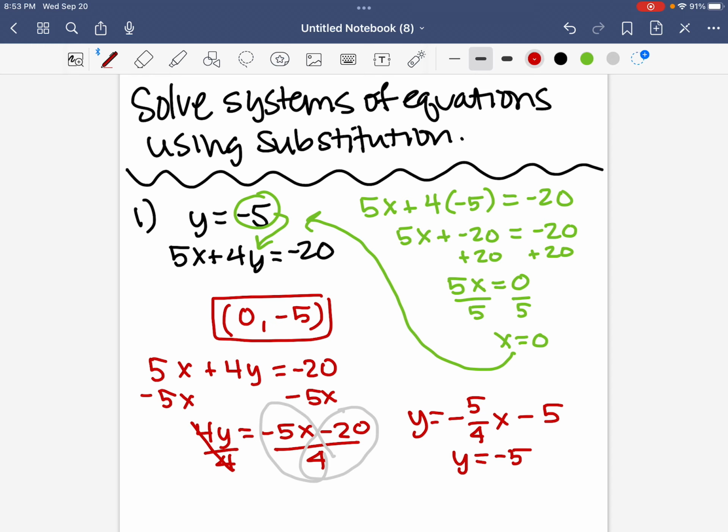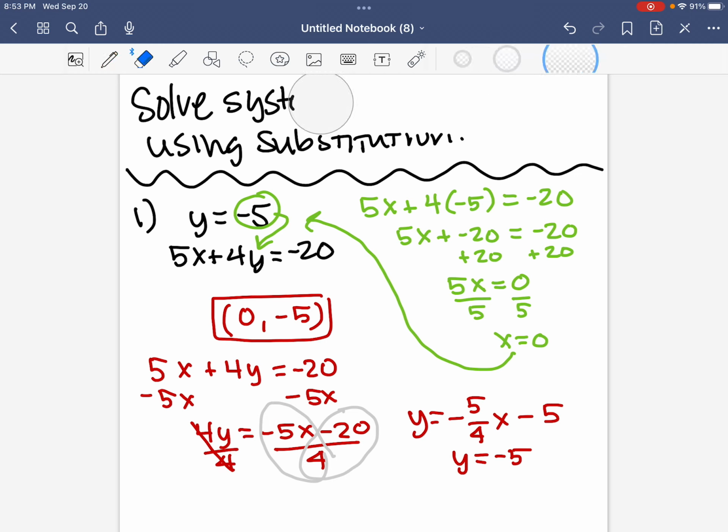Okay, so hopefully most of you can get this. Go ahead, pause the video, and graph these 2 lines. And then what you'll see when you graph it, so let me clear off some of this stuff real quick.